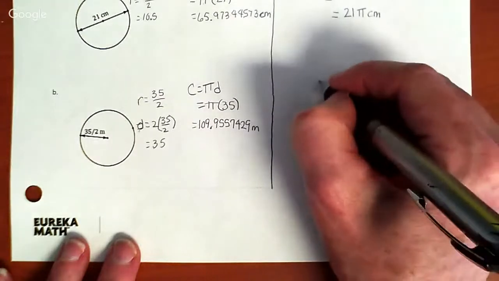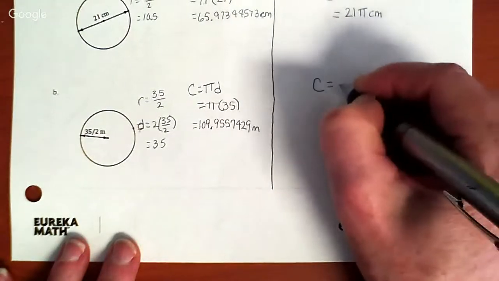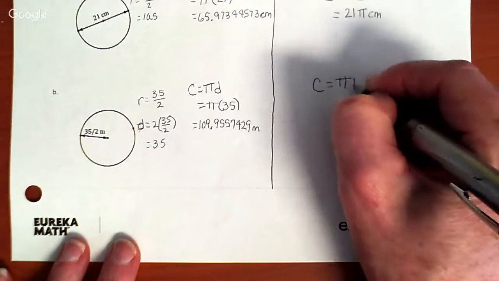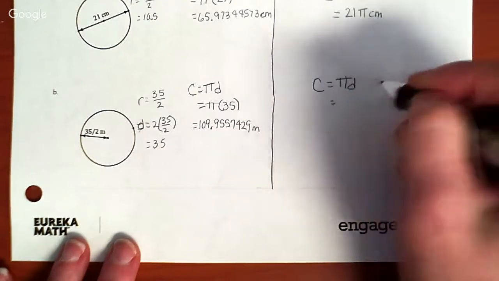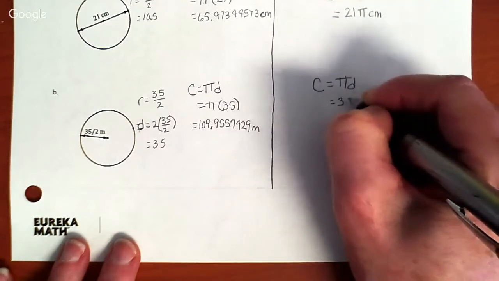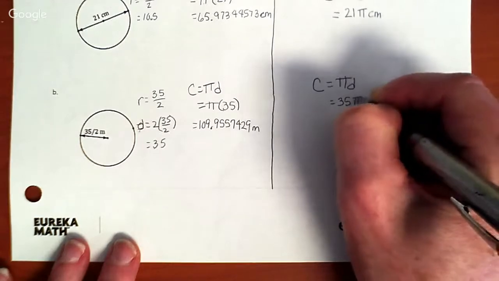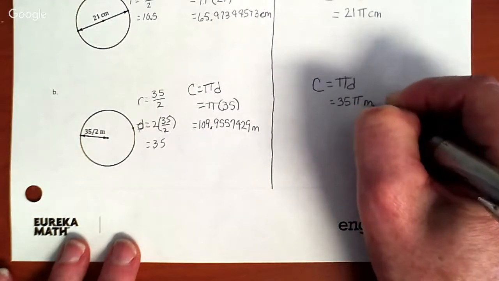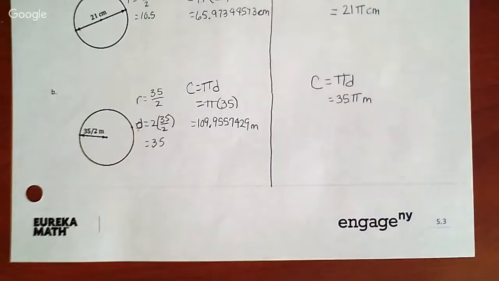To leave it in terms of pi, it's our formula, and then replace, leave it in terms of pi, and just label. And that's all you really need to do.